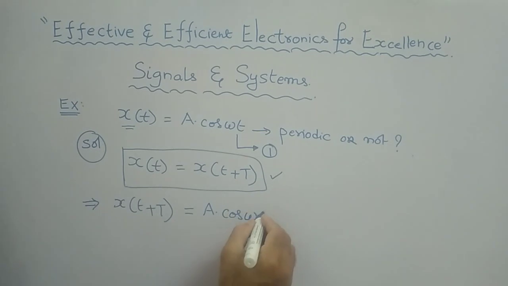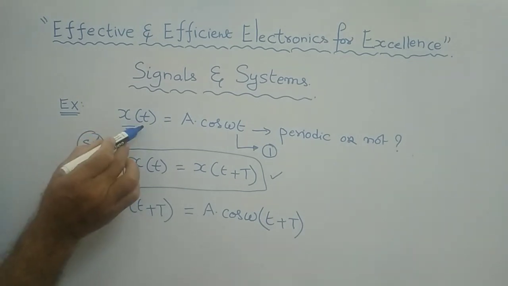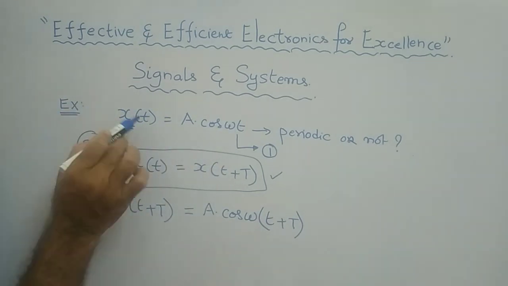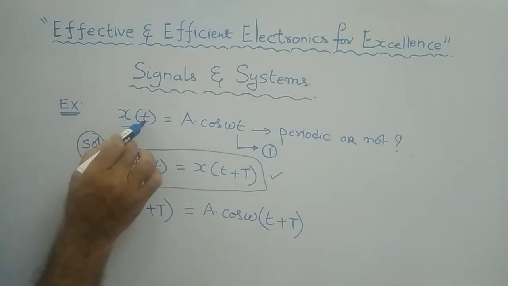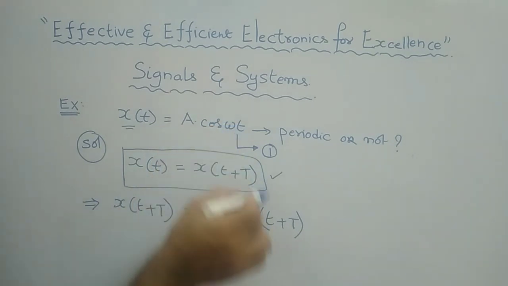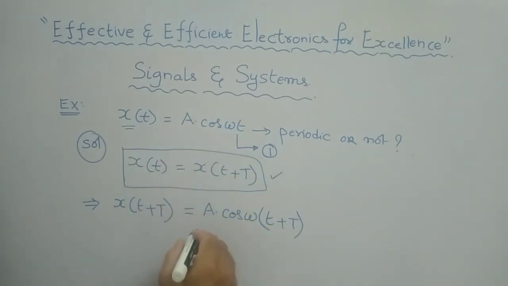omega into t is there, no? In t, you substitute t plus capital T. That is what this actually means. Here t is already given, so in this particular t, I am considering t plus T. This I am substituting. Then x of t plus T is nothing but a cos omega (t plus T). Now simply you substitute further.